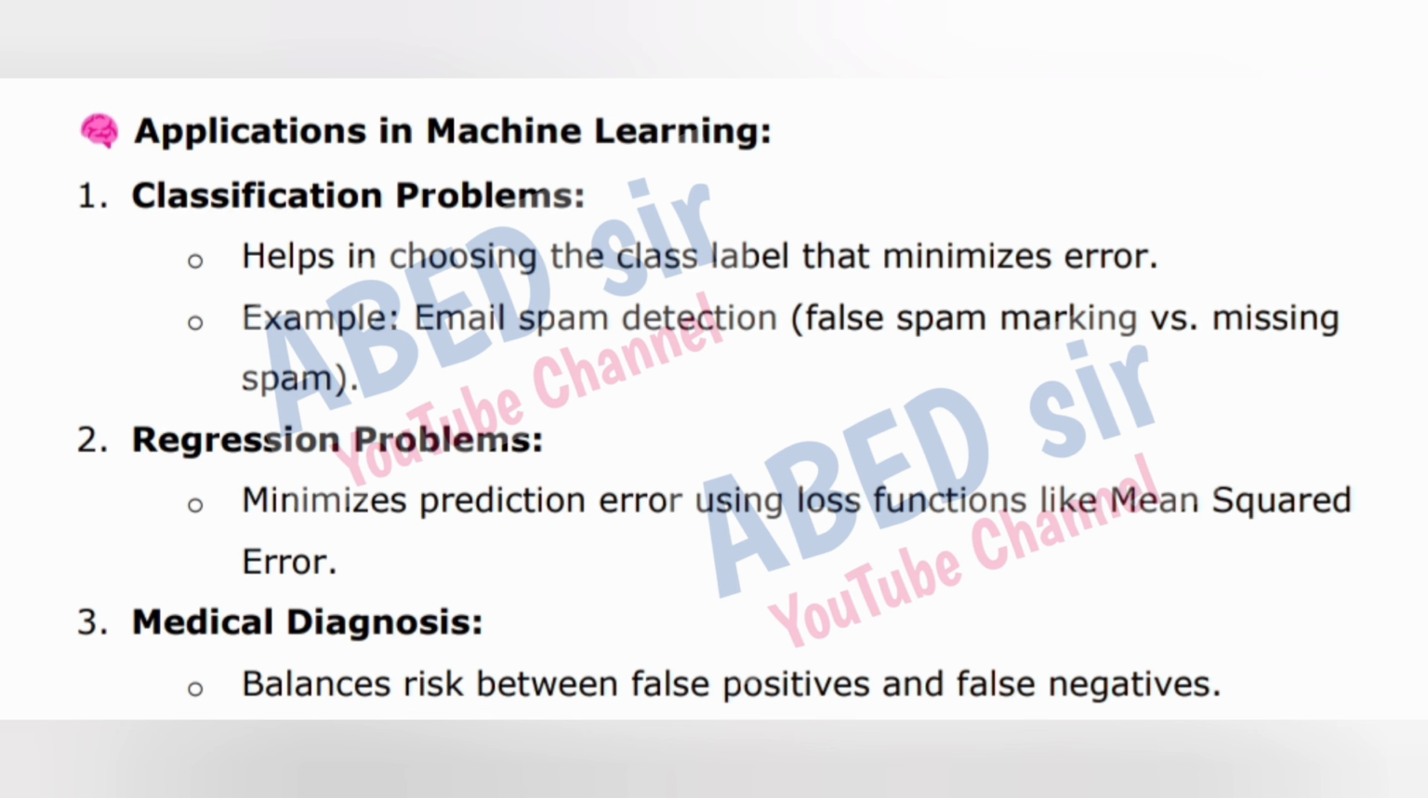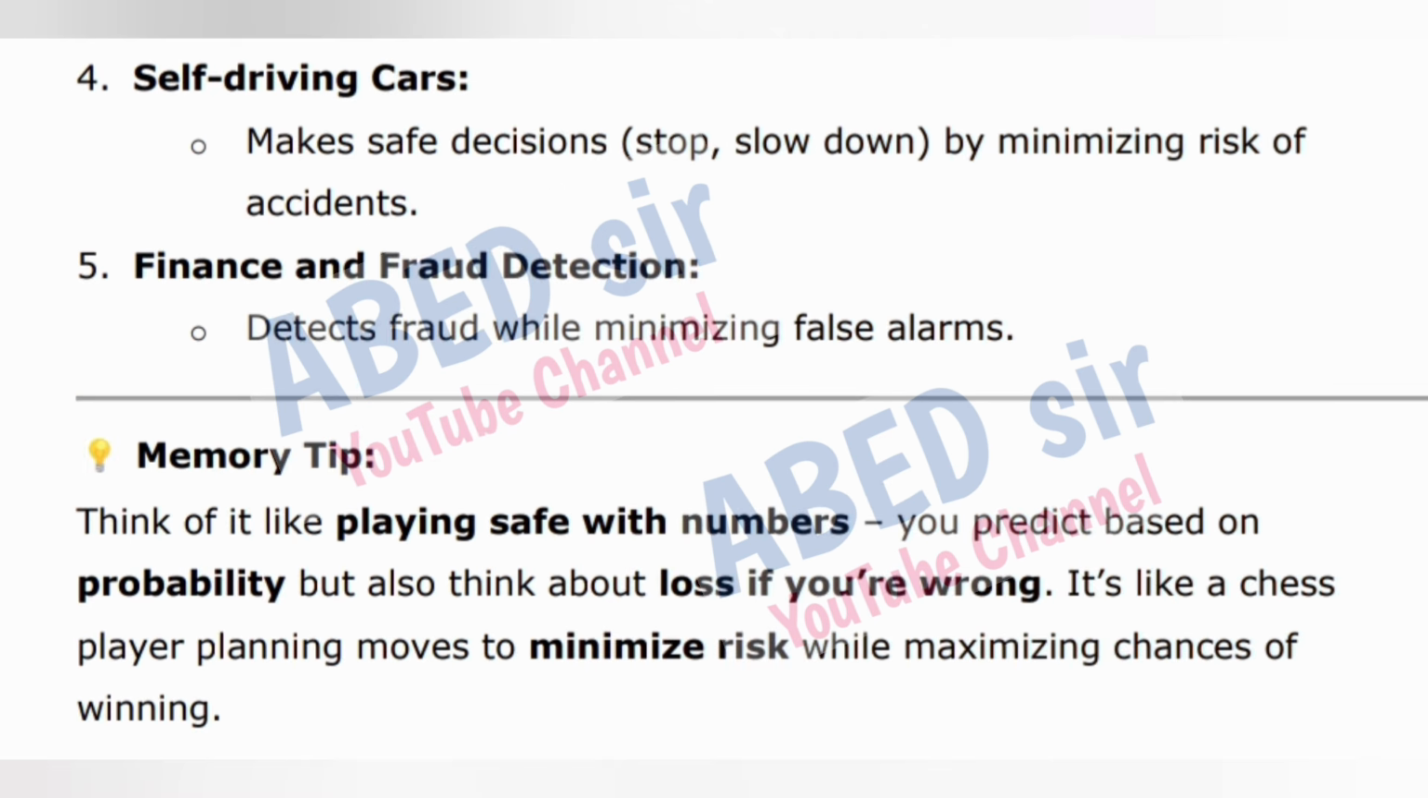Applications in machine learning. 1. Classification problems. Helps in choosing the class label that minimizes error. Example, email spam detection, false spam marking versus missing spam. 2. Regression problems. Minimizes prediction error using loss functions like mean squared error. 3. Medical diagnosis. Balances risk between false positives and false negatives. 4. Self-driving cars. Makes safe decisions, stop, slow down, by minimizing risk of accidents.